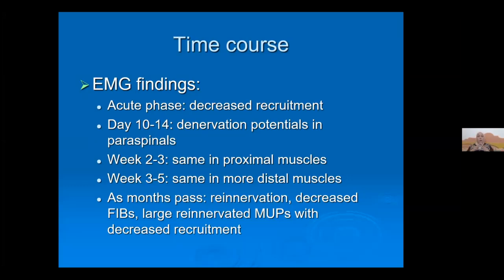From week 2 to 3, I will find the denervation potentials in the proximal muscles, supplied by the affected roots. From week 3 to 5, we agreed upon examining the muscles supplied by certain myotomes proximally and distally. From week 3 to 5, the denervation potential will be extensive to the muscles distally in the affected myotome or myotomes, of course.